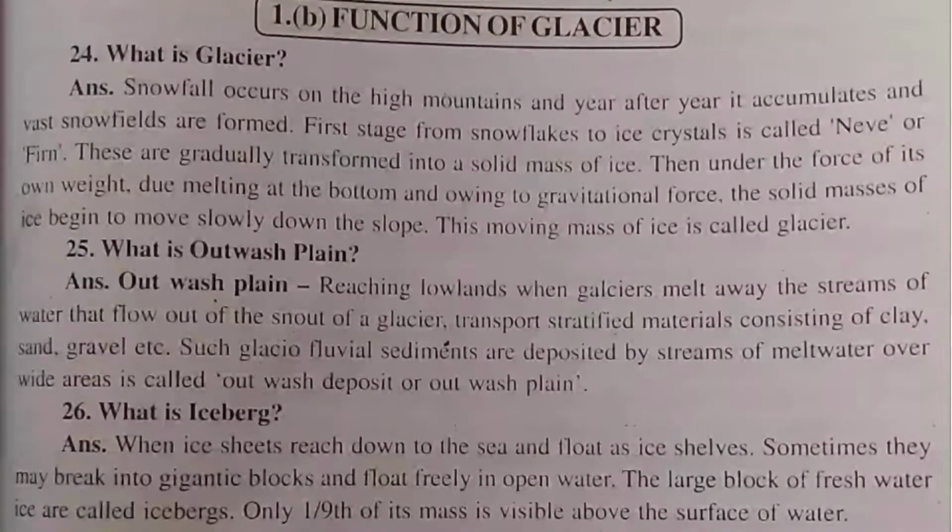Next question is what is an outwash plain? Reaching lowlands, when glaciers melt away, the streams of water that flow out of the snout of a glacier transport stratified materials consisting of clay, sand, gravel, etc. Such glaciofluvial sediments deposited by streams of meltwater over wide areas are called outwash deposits or outwash plain.